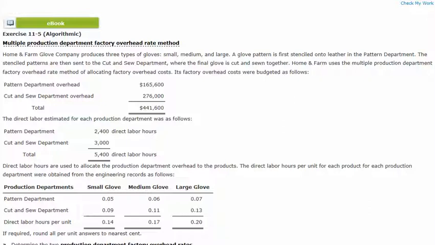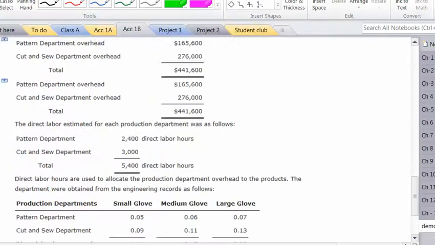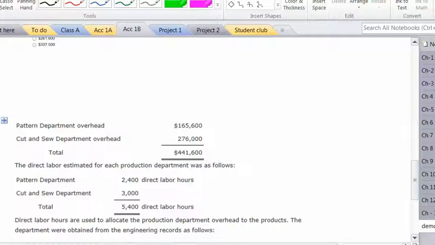Let me go ahead and go over here and we'll do that division. So I'm going to take my 165,600 and I'm going to divide that by the 2,400 here. So here's what I'm using, these 2 numbers, and that equals $69.